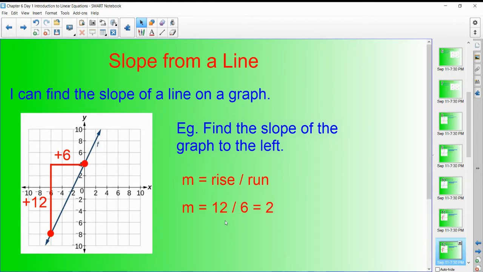Now, I could write 12 divided by 6, but I probably want to simplify it to 2. I like to simplify my fractions if possible. If it becomes an integer, I like that, so that I can easily put that in an equation.